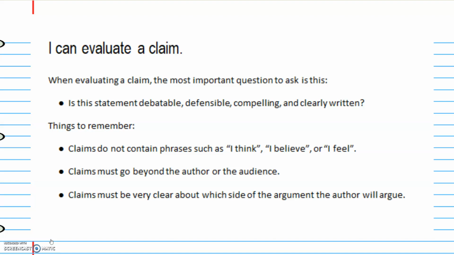Claims must go beyond the author or the audience. It isn't just about you. It isn't just about your friends, but it should cover an array of people. Claims must be very clear about which side of the argument the author will argue. You cannot ride the fence when you are arguing a claim.